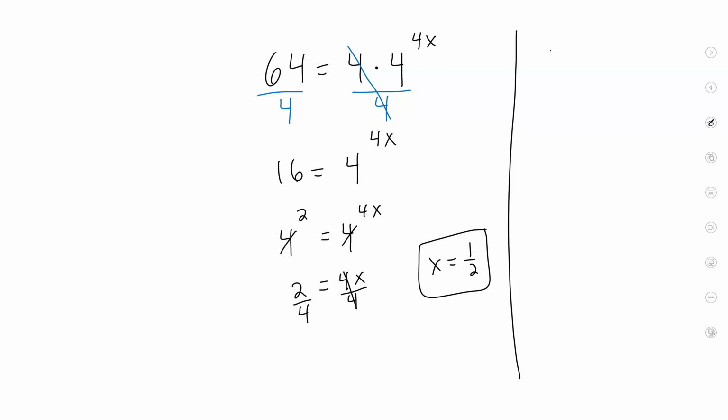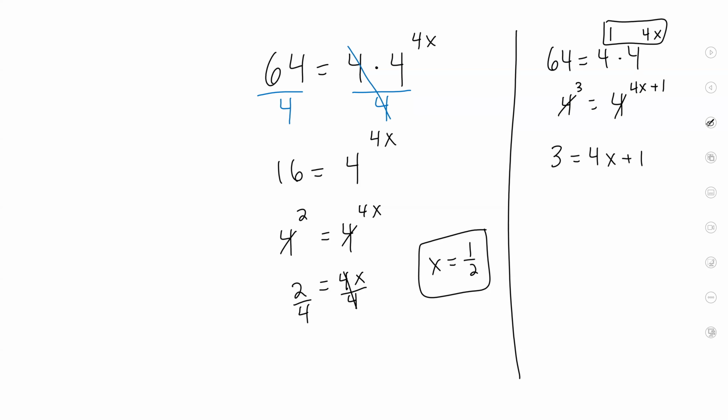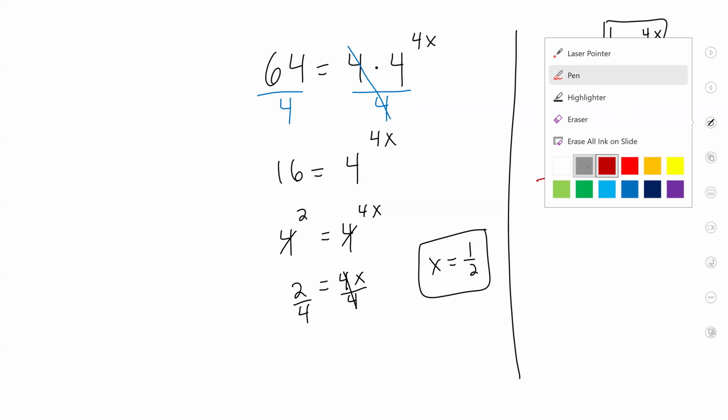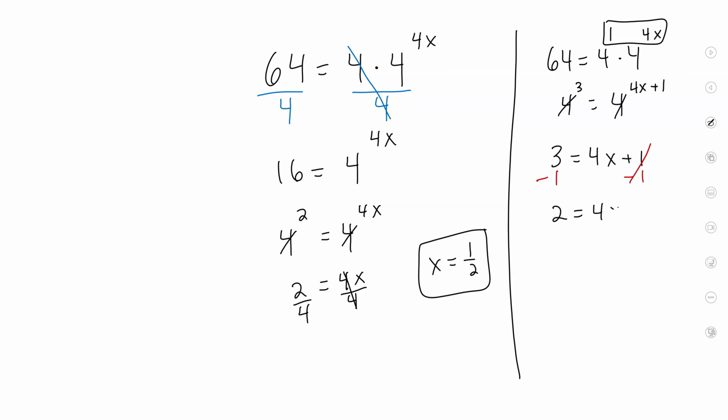The other way, if you wanted to use the property, this is to the 1. So you would add the exponents. This would be 4x plus 1 equals 64, which you can write as 4 cubed. So your bases match. This is 3 equals 4x plus 1. Then you would subtract 1, and you get 2 equals 4x.